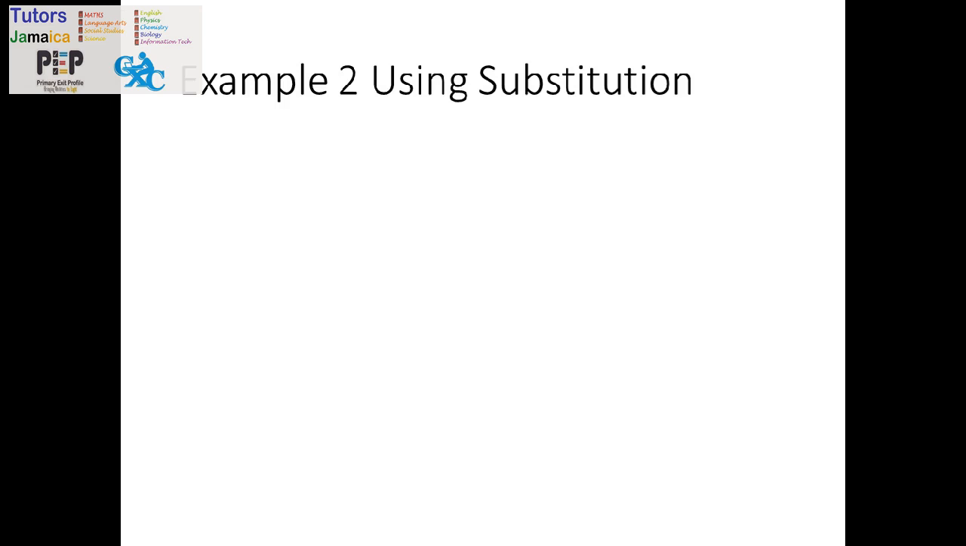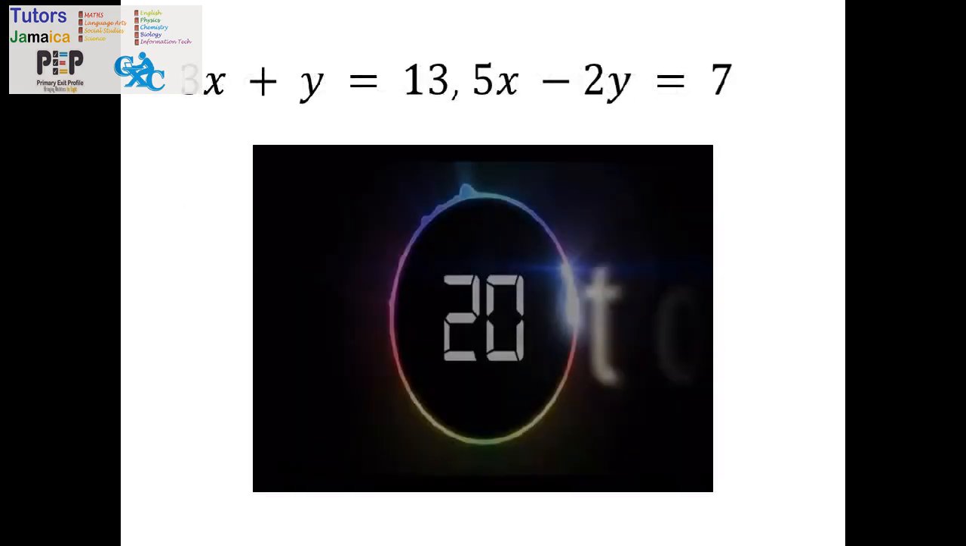So we're going to solve example 2, but this time we'll be using the substitution method. I'll be giving you a chance to solve this one. So it's 3x plus y equals 13, and 5x minus 2y equals 7. So take some time and try this one out for yourself, and I'll see you in a bit. Pause the video if you want more time, and let me know what answer you got in the comments below.